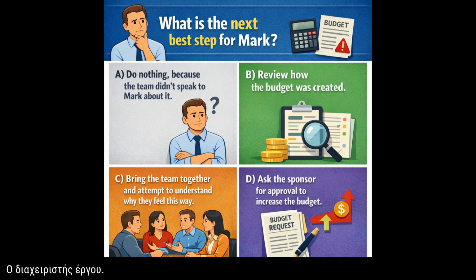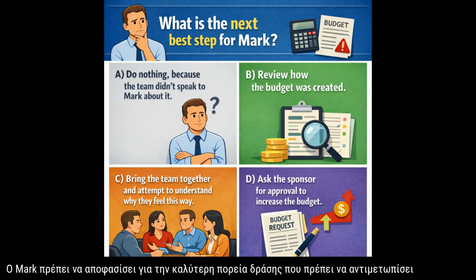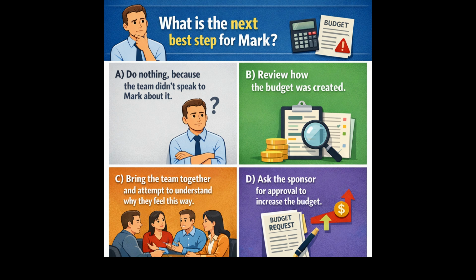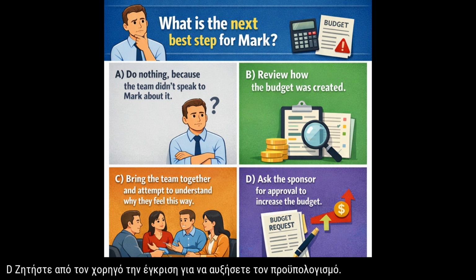The project manager, Mark, has overheard concerns from the project team about the project budget. The team believes that the project is likely to exceed the budget by the end. Mark needs to decide on the best course of action to address these concerns effectively. What is the next best step for Mark? A, do nothing, because the team didn't speak to Mark about it. B, review how the budget was created. C, bring the team together and attempt to understand why they feel this way. D, ask the sponsor for approval to increase the budget.